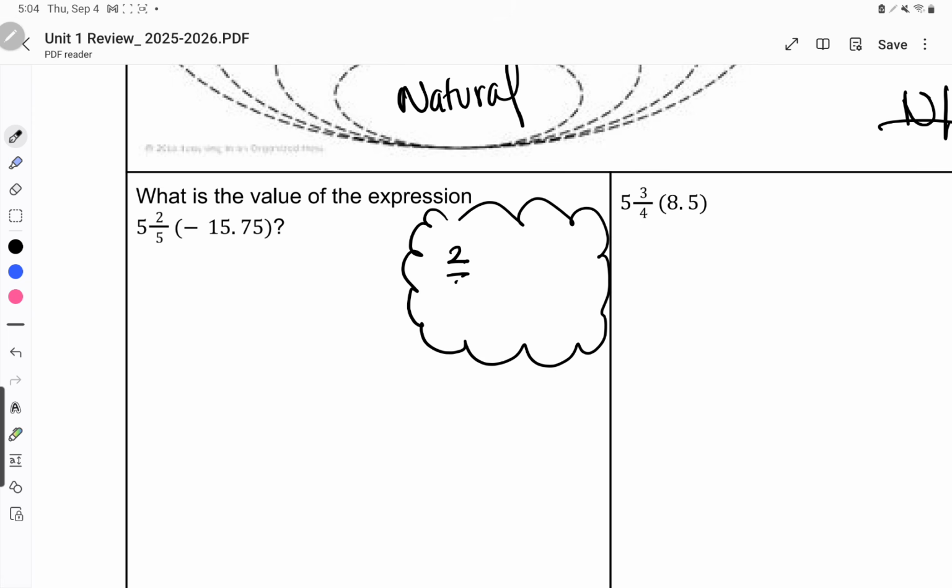So we have 2/5. For that, I do 2 divided by 5. 2 goes on the inside because it's on top. 5 does not go into 2, so we have to add a decimal and a 0. Add a decimal up here at the top. 5 goes into 20 4 times. 5 times 4 is 20. Subtracting that gives us 0. So 2/5 equals 0.4. So right here where it says 5 2/5, I would write 5 point 4 right there, times negative 15.75.